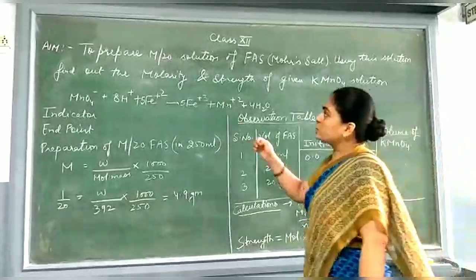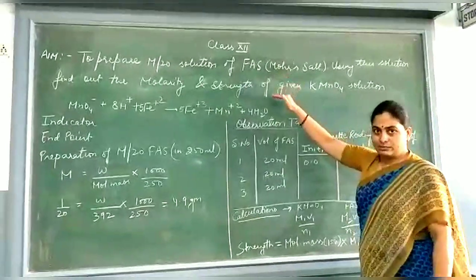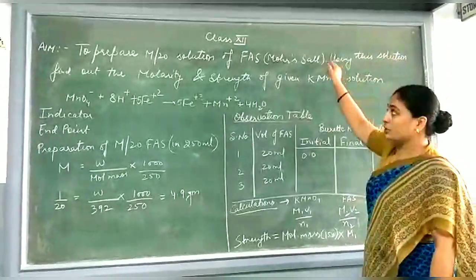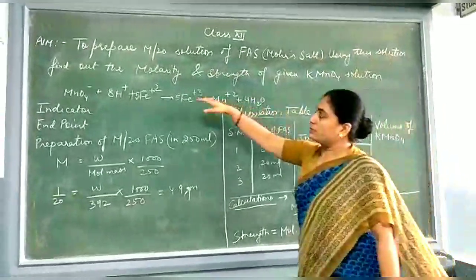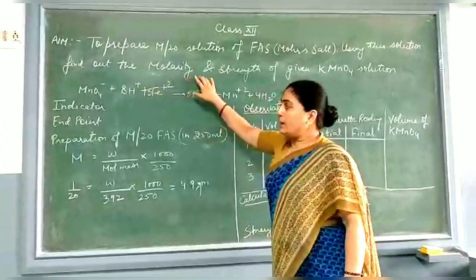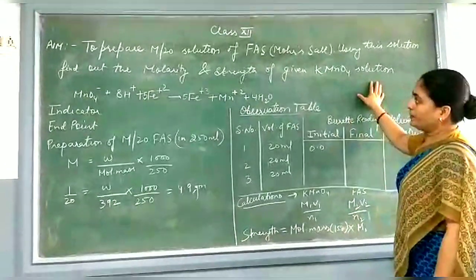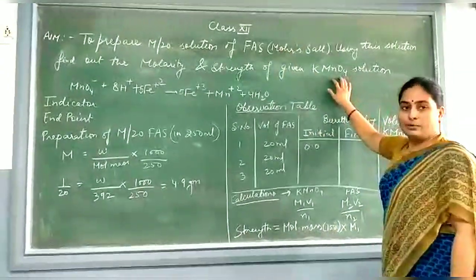So our aim is to prepare M/20 solution of FAS, that is Mohr's salt. It is a double salt. We have studied it in coordination compounds also. Using the solution that we have prepared, we are supposed to find out the molarity and the strength of the given KMnO4 solution. So there is one solution that is Mohr's salt and another is KMnO4.